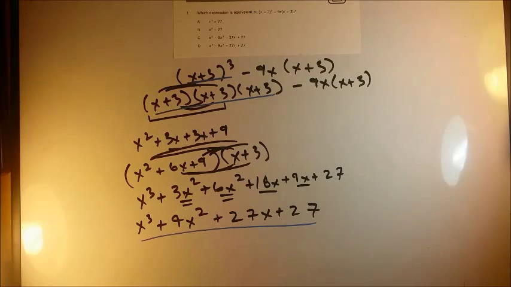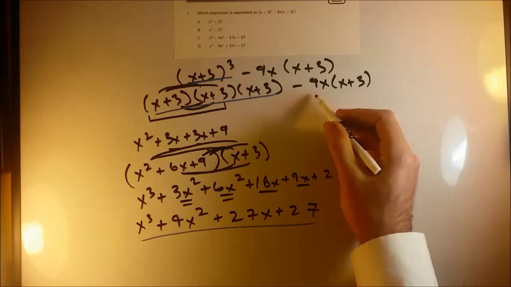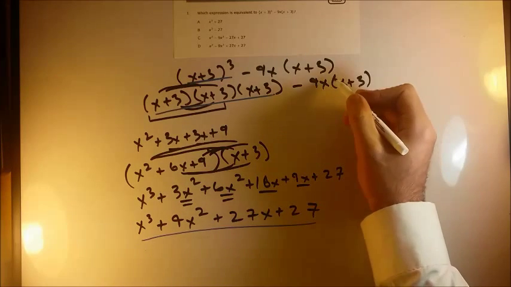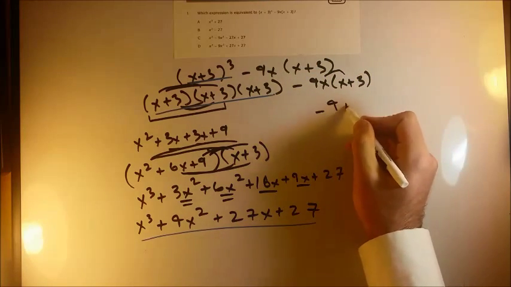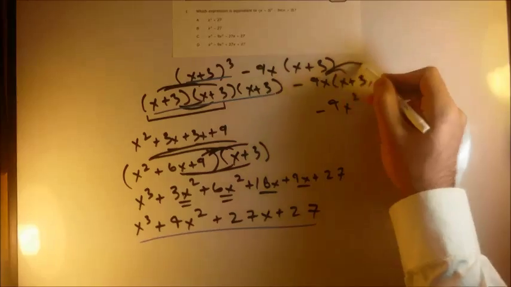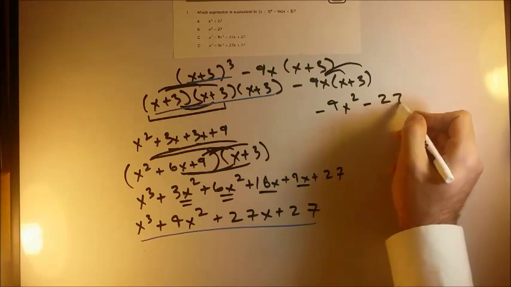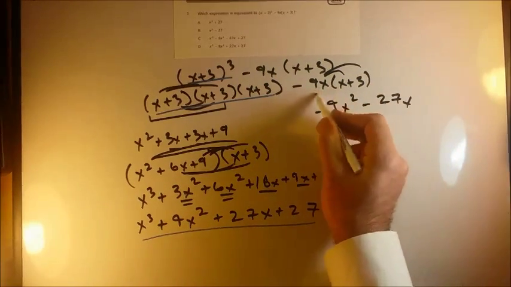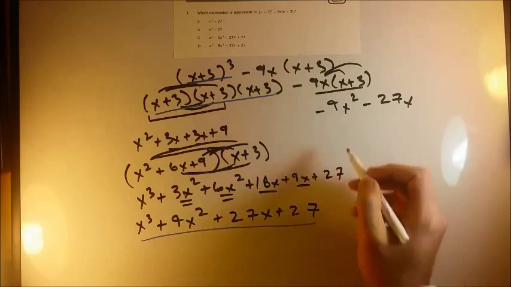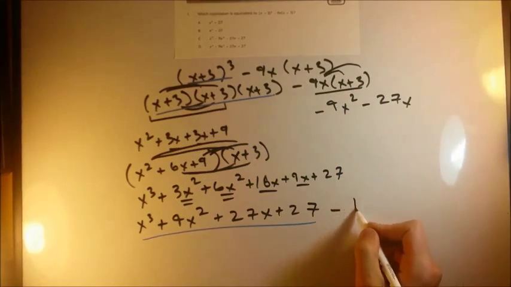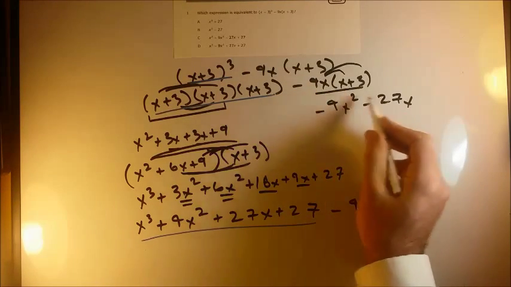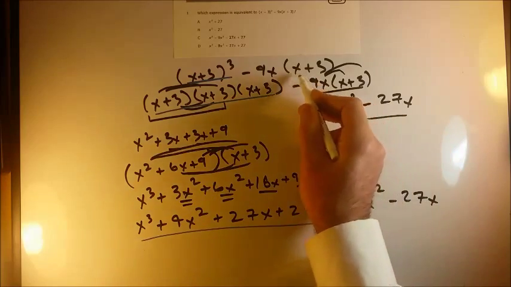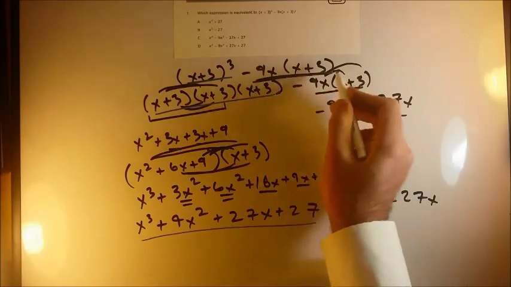Now I will distribute this other part of the expression, minus 9x times (x + 3). Minus 9x times x gives me minus 9x squared. Minus 9x times 3 gives me minus 27x. That's this other part of the expression. Let's bring this down as well, so I'll have minus 9x squared minus 27x. That was just this part of the expression, distributed.